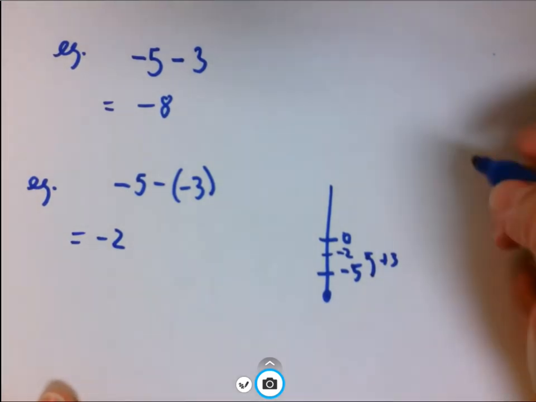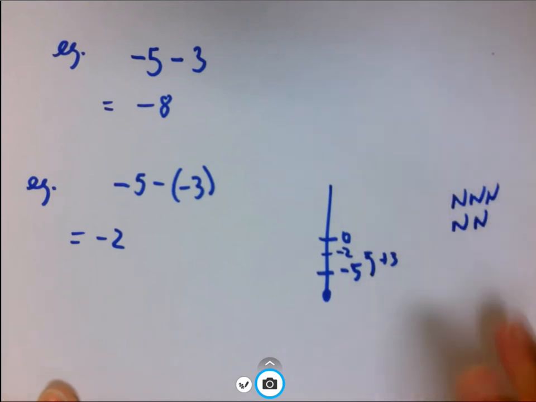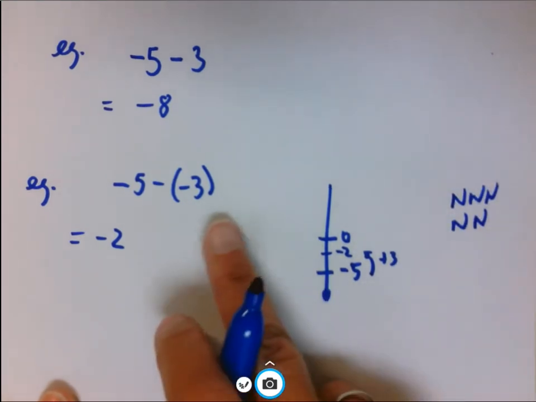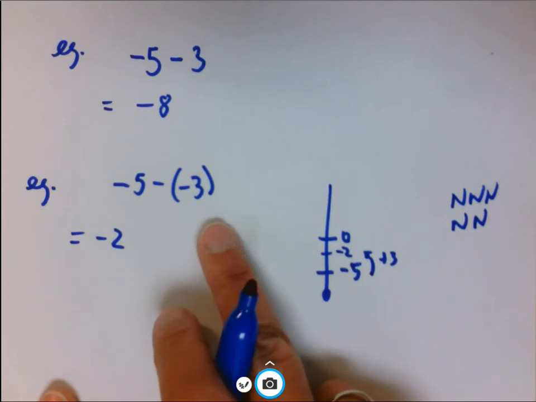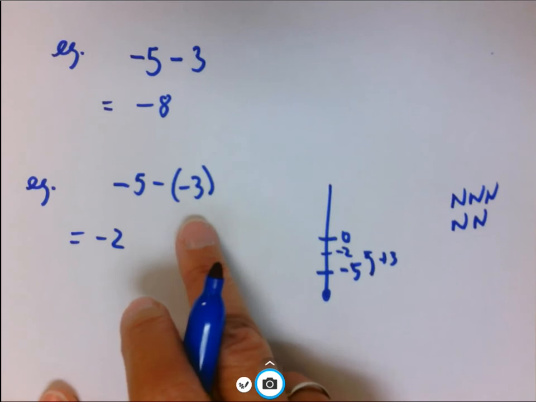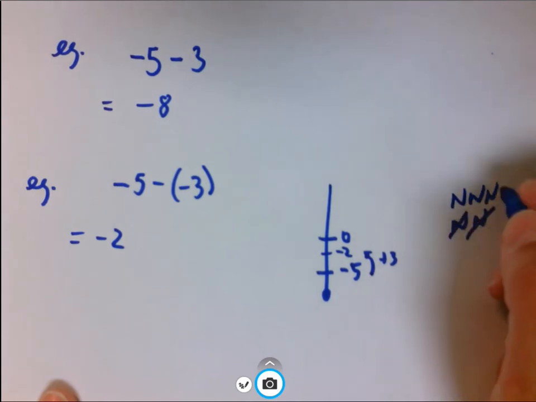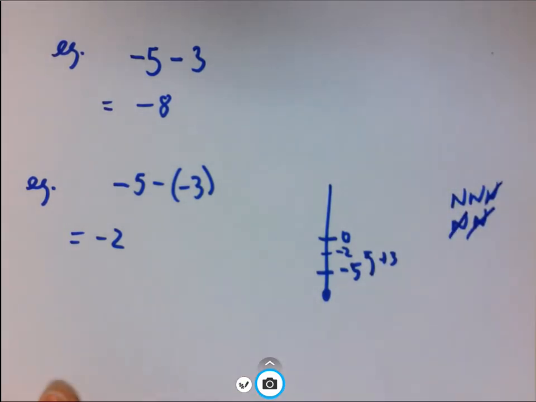Okay, if I did it the other way, I have 5 negatives, and I want to take away 3 negatives. Right? I have -5, and I want to take away -3. So I just take them away. Goodbye. And I'm left with -2. Okay, so that's addition and subtraction.